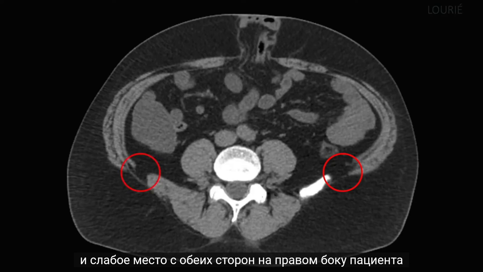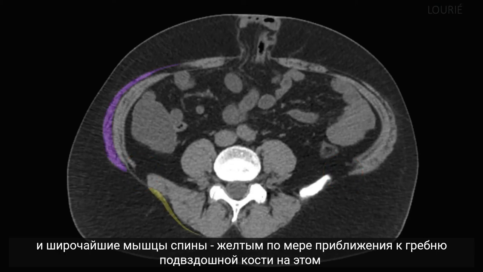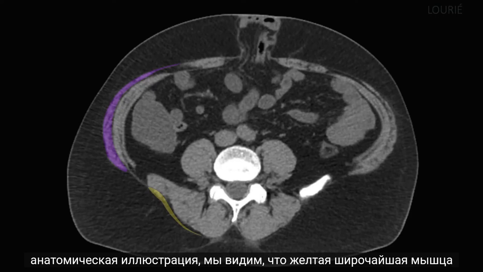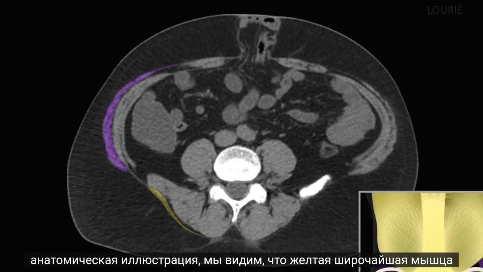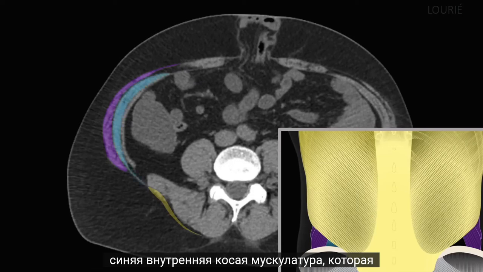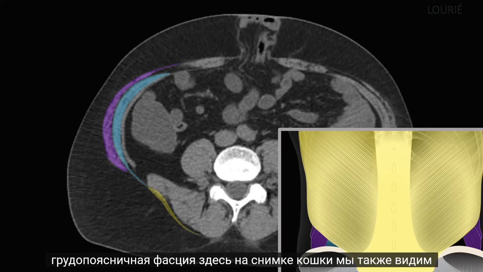sides. On the patient's right side, we can see that the gap is between the superficial external oblique in purple, and the latissimus dorsi in yellow as they approach the iliac crest on this side. Comparing this CT scan cut to our previous anatomic illustration, we can see that the yellow latissimus dorsi is medial, the purple external oblique is lateral, and the floor of this triangle of Petit is formed by the blue internal oblique musculature, which is quite thin as it fuses with the medial thoracolumbar fascia.